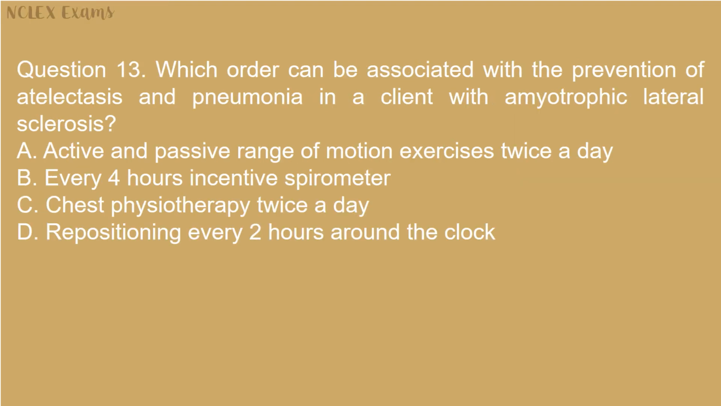Question 13. Which order can be associated with the prevention of atelectasis and pneumonia in a client with amyotrophic lateral sclerosis? A. Active and passive range of motion exercises twice a day. B. Every 4 hours incentive spirometer. C. Chest physiotherapy twice a day. D. Repositioning every 2 hours around the clock.